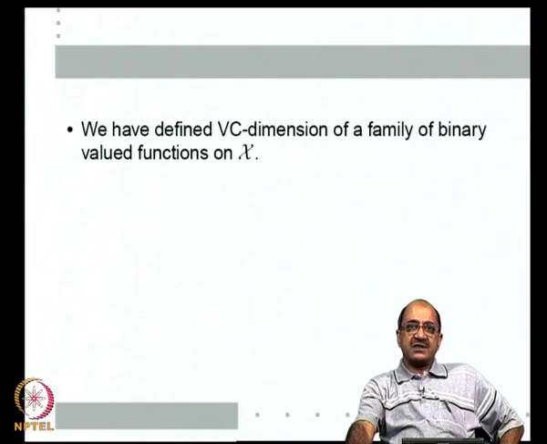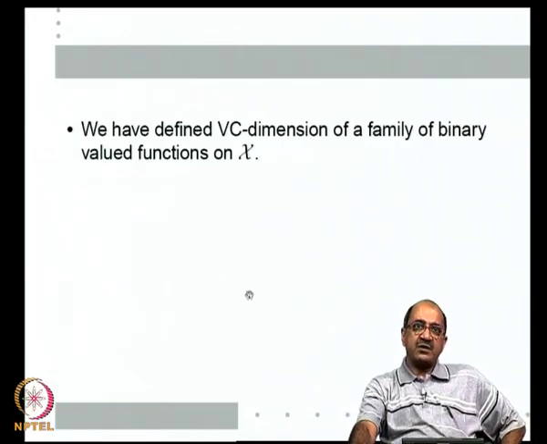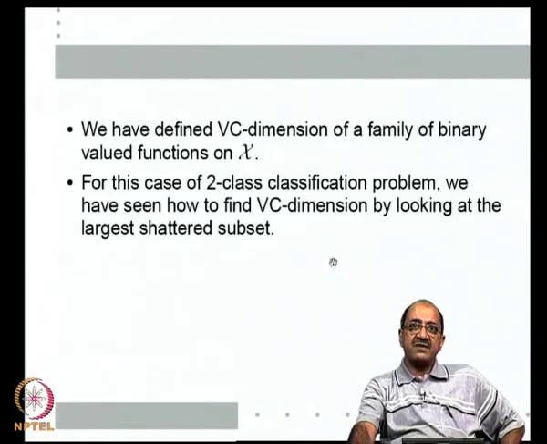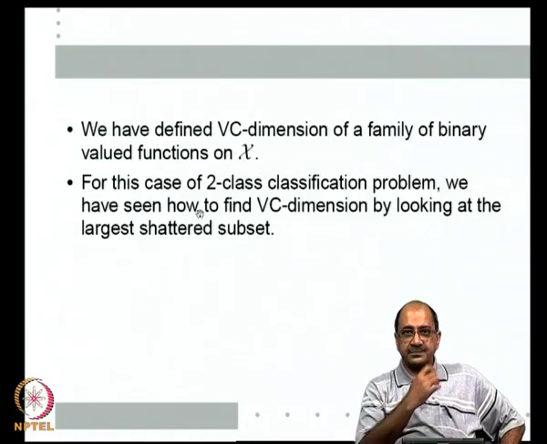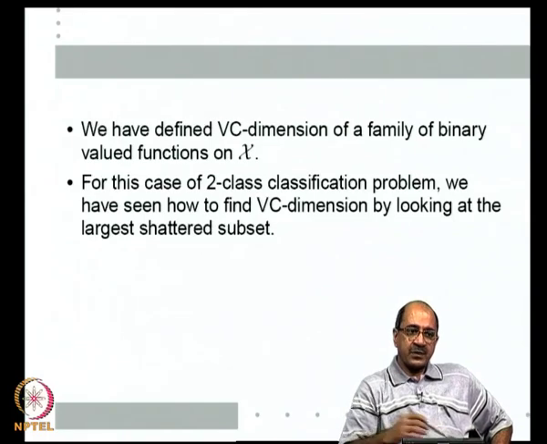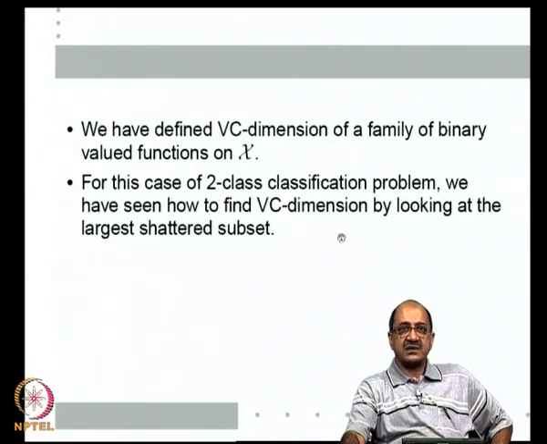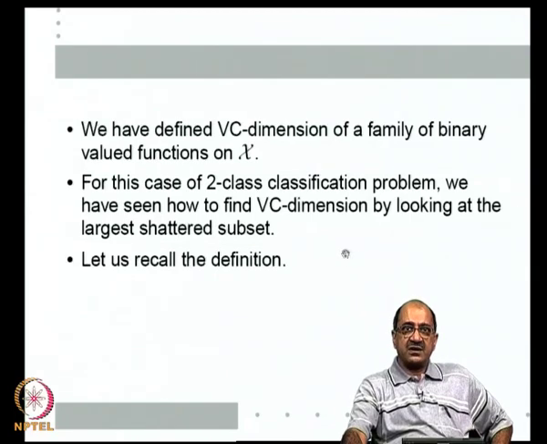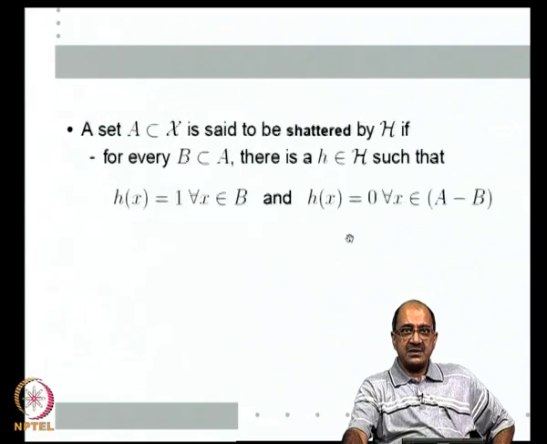We have defined the VC dimension for the classifier case, that is, when H is a family of binary valued functions on X. So we are considering only the two class classification problem, and we have seen that for this problem we can define VC dimension in terms of the largest shattered subset. Of course, the idea of VC dimension, of bounding the true risk by empirical risk plus a complexity term, holds for all kinds of families of functions, though defining the corresponding VC dimension for other classes of functions is more difficult. So we have restricted ourselves to only considering two class classifiers. Okay, so let us recall this definition of VC dimension based on the shattered subset.